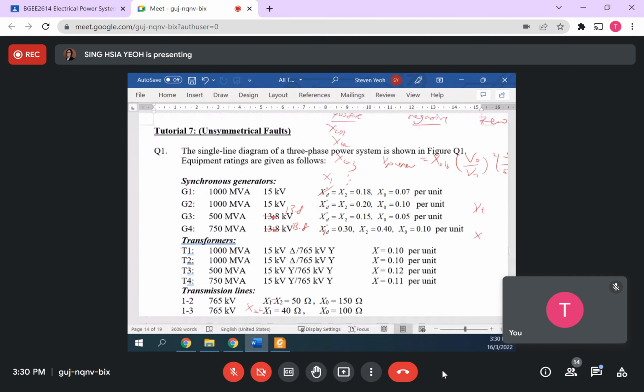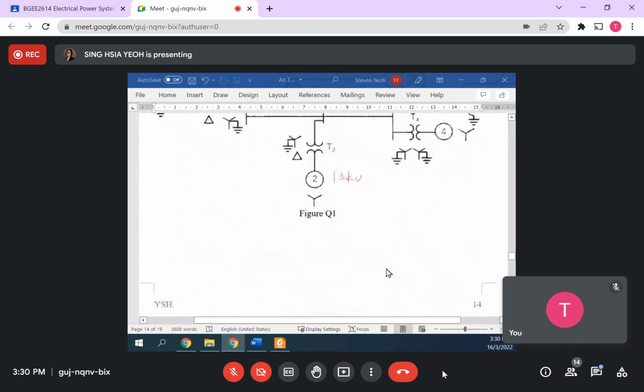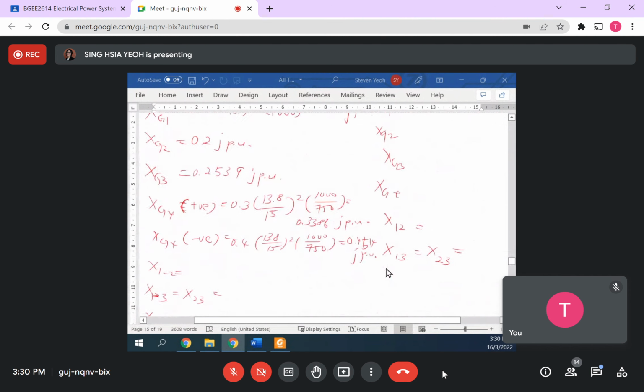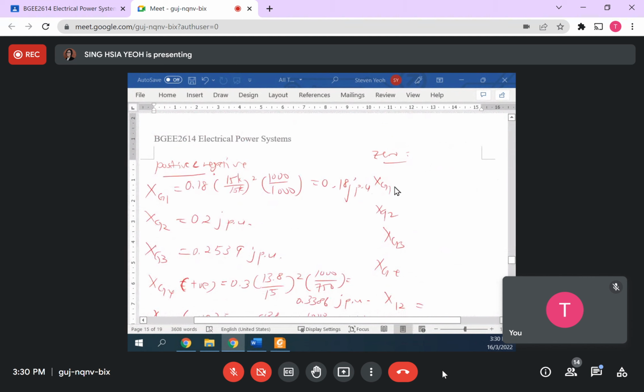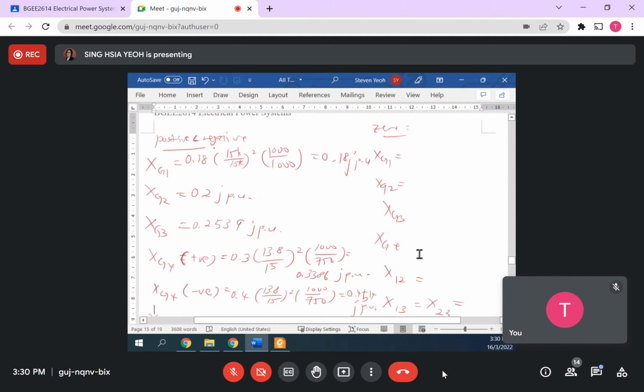Okay, so after Kibun, Gok Wing, Ming Hang, can you tell me what's G1 for zero sequence? Gok Wing G1, Ming Hang G2, Ren Jian G3, Zhong Jian G4 for zero sequence.